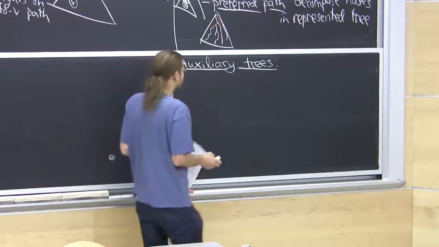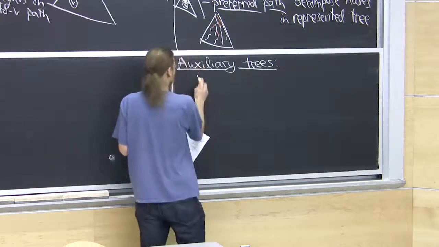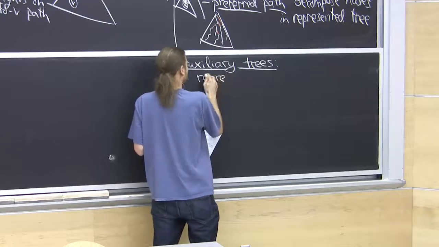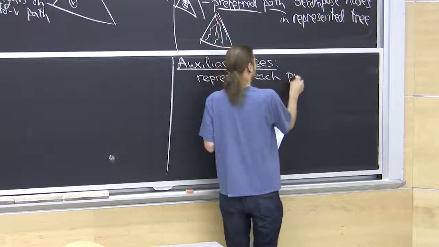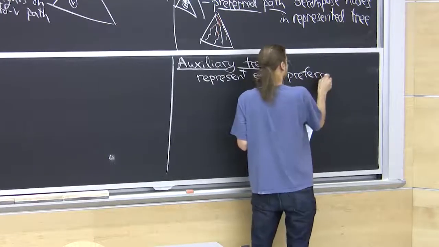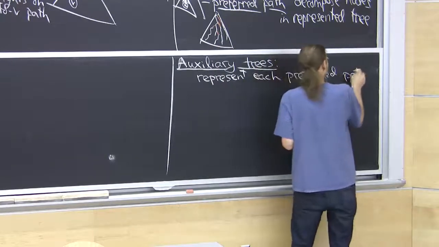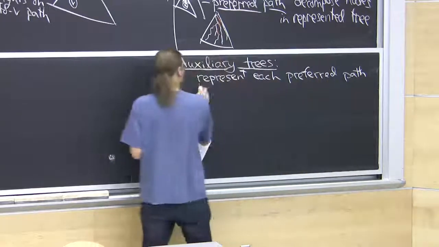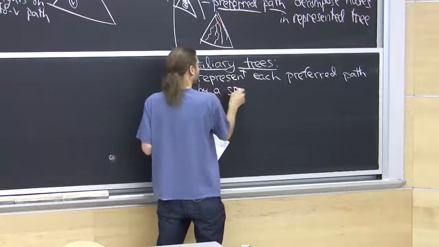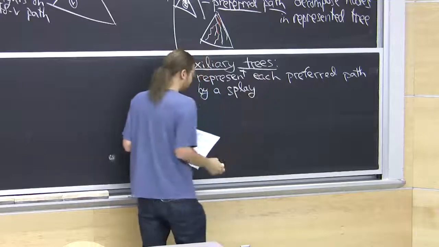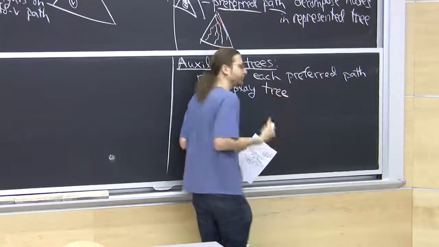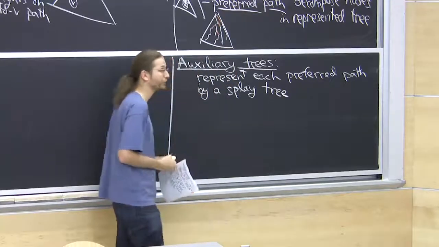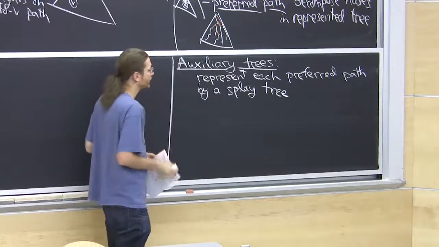So auxiliary trees, we're going to store, represent each preferred path by a splay tree. With Tango trees, we use red-black trees or whatever. Could use splay trees. Actually, if you use splay trees for each preferred path, it's called a multi-splay tree.